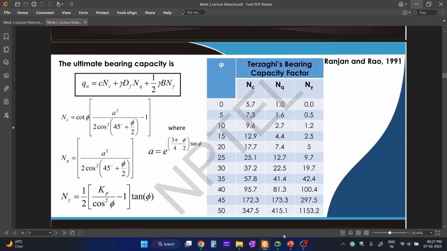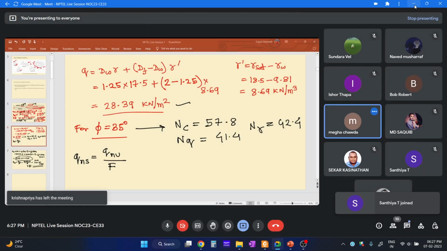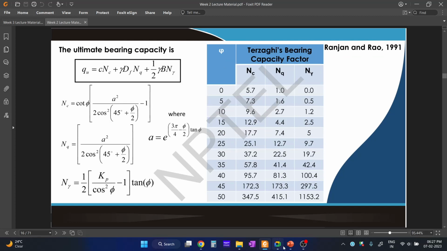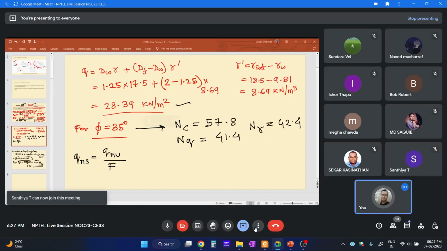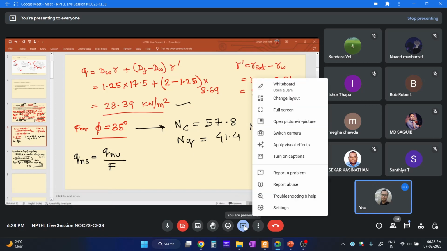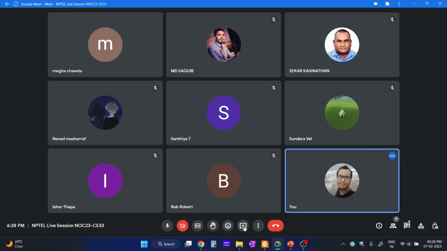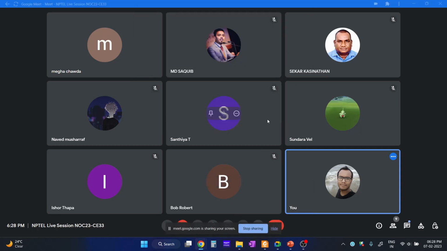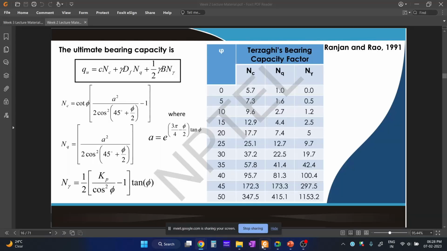Sir, what are you showing in this chart? We can't see. One minute. Can you see this table? No, sir, we are not able to see that. Oh, one minute, one minute. Sorry. Can you see the table now? Yes, sir.